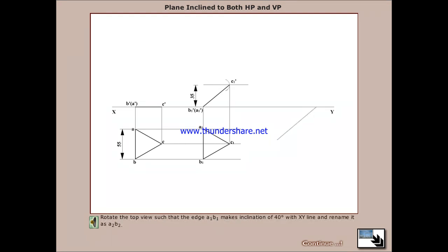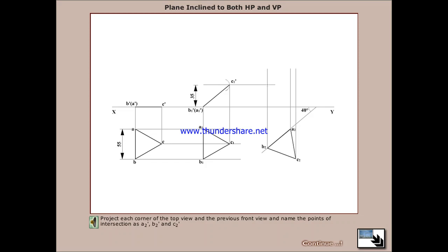Rotate the top view such that the edge A1, B1 makes the inclination of 40 degrees with XY line and rename it as A2, B2. Project each corner of the top view and the previous front view and name the points of intersection as A2, B2 and C2. Join all the intersection points correspondingly to get the final front view of the plane.